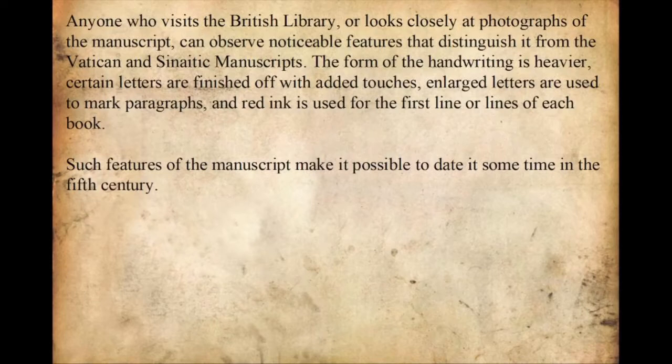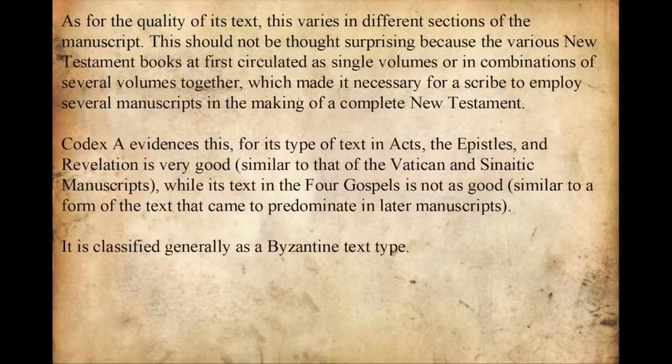One last thing about this manuscript, very interesting. As for the quality of its text, this varies in different sections of the manuscript. This should not be thought surprising because the various New Testament books at first circulated as single volumes or in combinations of several volumes together, which made it necessary for a scribe to employ several manuscripts in the making of a complete New Testament. Codex A evidences this for its type of text. In Acts, the epistles and Revelation is very good, similar to that of Vatican and Sinaitic manuscripts, while its text in the four Gospels is not as good, similar to a form of the text that came to predominate in later manuscripts. It is classified generally as a Byzantine text type.